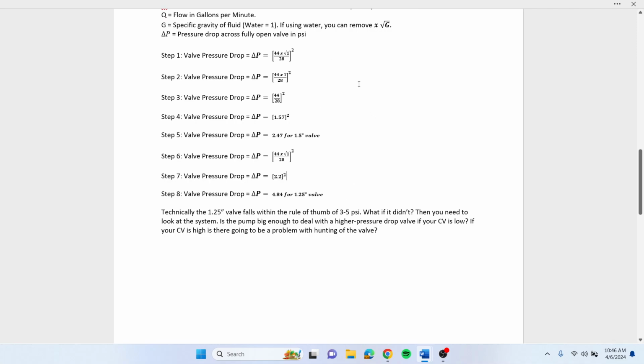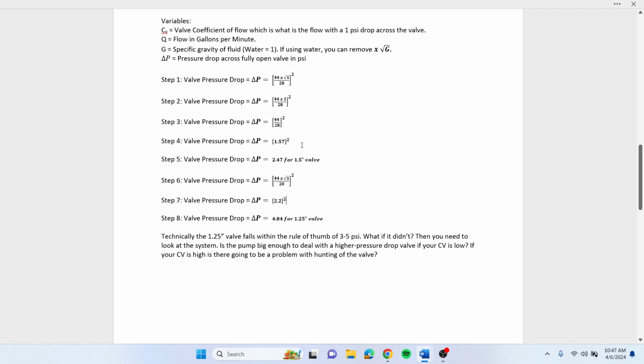Now, if you didn't fall within that range and you had a high or low CV, then you've got to pay attention to whether your pump size is big enough to deal with a low CV, given the extra pressure loss you're going to get through this low CV valve. Or is there going to be a problem with hunting on the coil because your CV is high, so you're not going to have very good control of your water flow? Those are just things you've got to keep in mind.